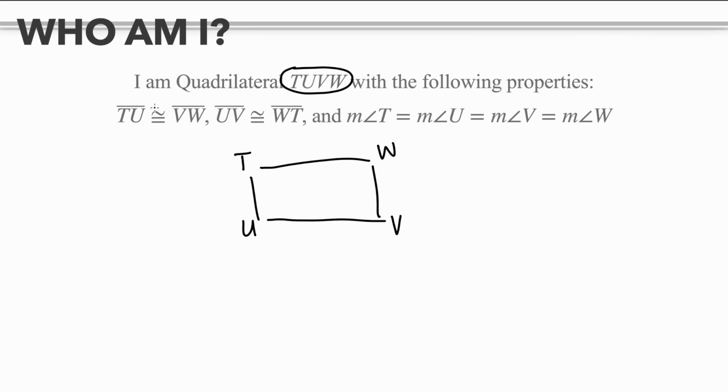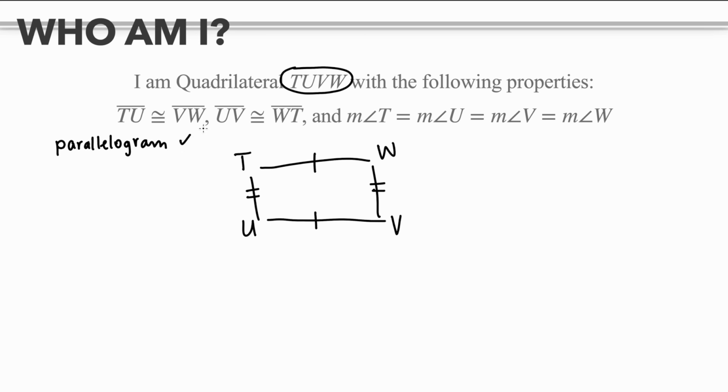And now let's see what it says. TU is equal to VW. Okay, here's TU, here's VW. They are equal. We also know that UV is equal to WT. So I can say that those are equal. Okay, automatically opposite sides are equal. So we know it's automatically a parallelogram.